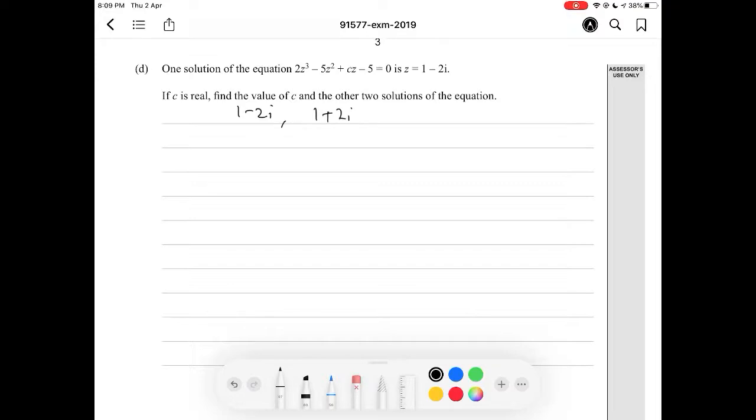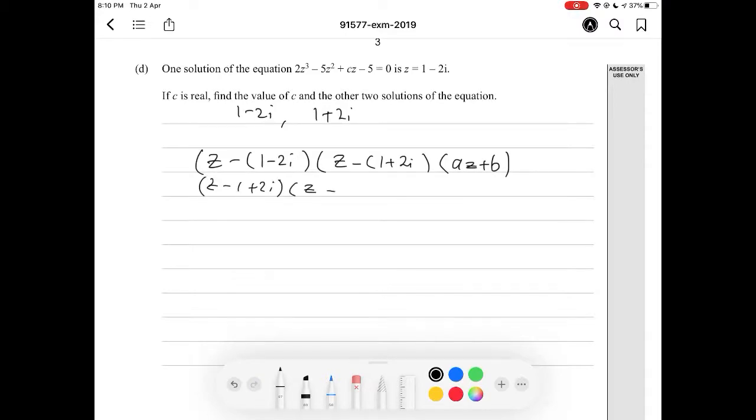So in this case, we're going to say one of the roots would be 1 minus 2i, so z minus (1 minus 2i), brackets. And another root would be 1 plus 2i, which is z minus (1 plus 2i). And the last one we don't know, so we'll just say it's az plus b for now. Alright, so we can expand this out, so we can say z minus (1 plus 2i) multiplied by z minus (1 minus 2i) times our az plus b.